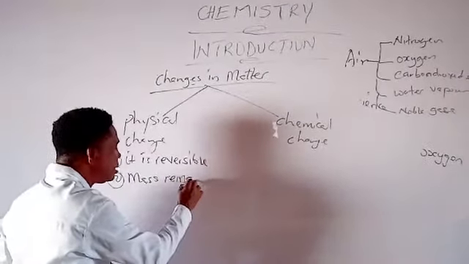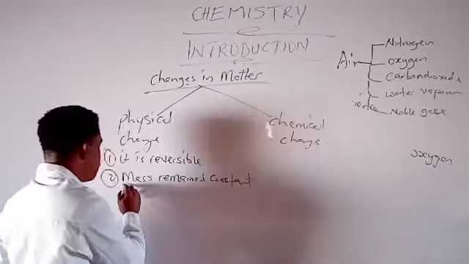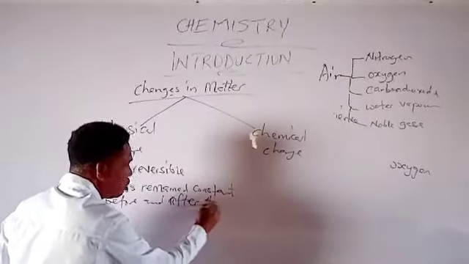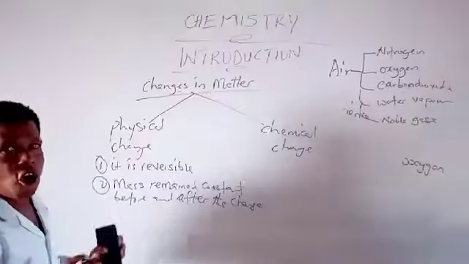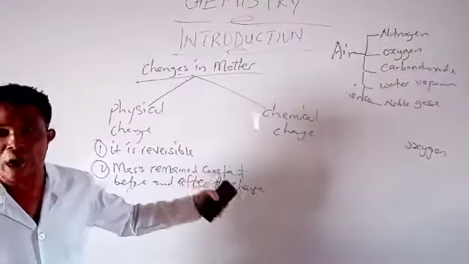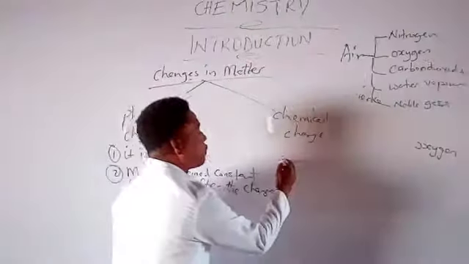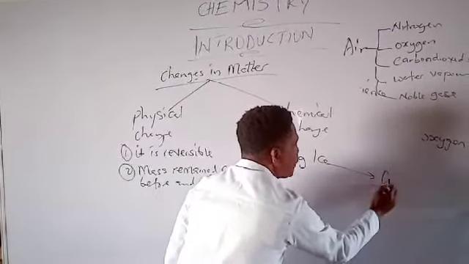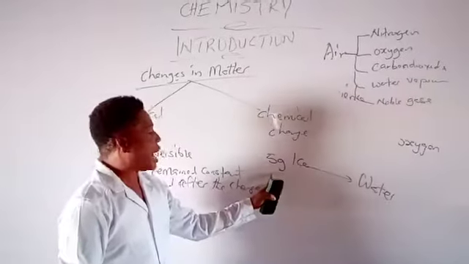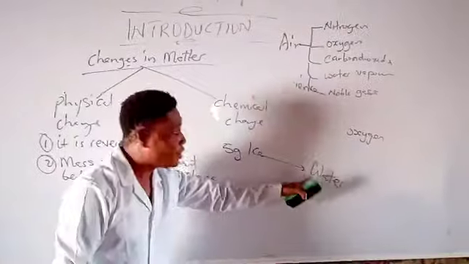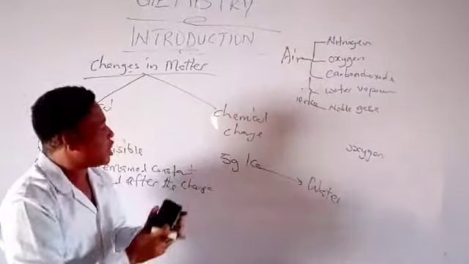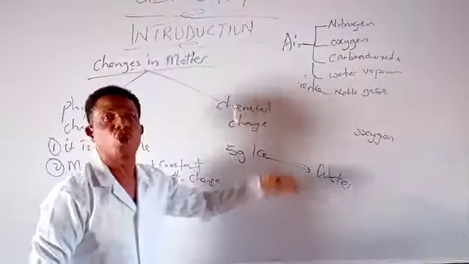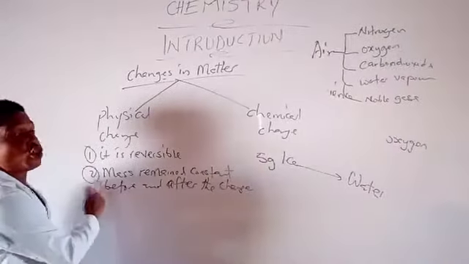Number two, the mass remains constant before and after the change. In the example I just gave with ice and water, if I take 5 grams of ice and it melts to water, the water will still weigh 5 grams. It has changed from ice to water, but the water still weighs 5 grams. Irrespective of the change, the mass of the substance remains constant. That is the second thing you need to know about a physical change.